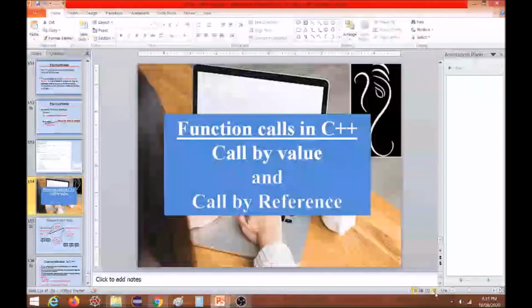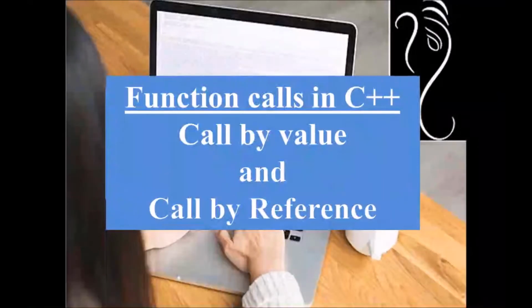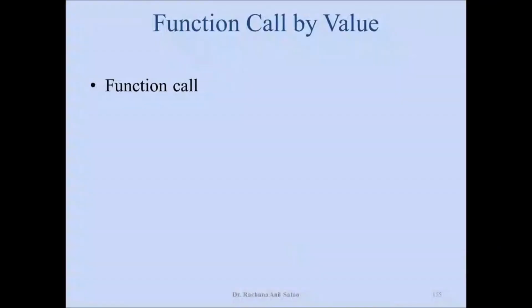So today we will see the function calls in C++. What are the types by which we can pass values to the functions? First is call by value and other is call by reference. This reference keyword is new to C++. We'll see how it is used.